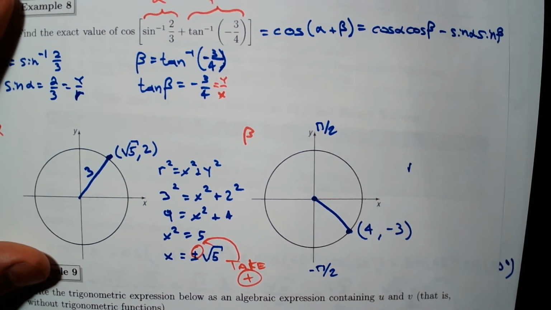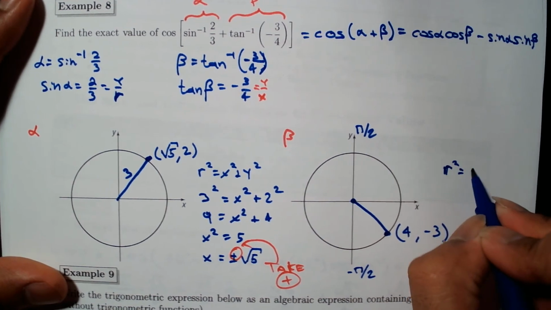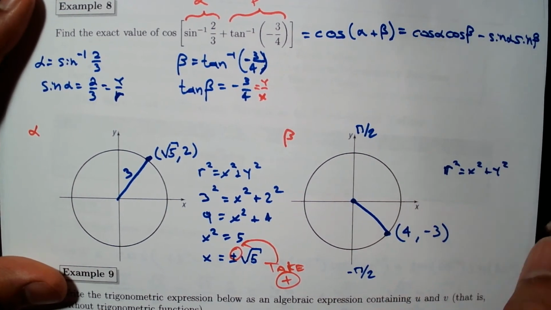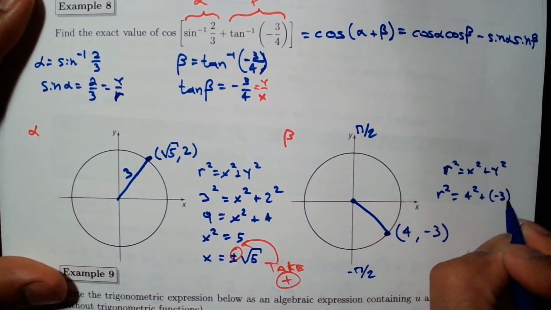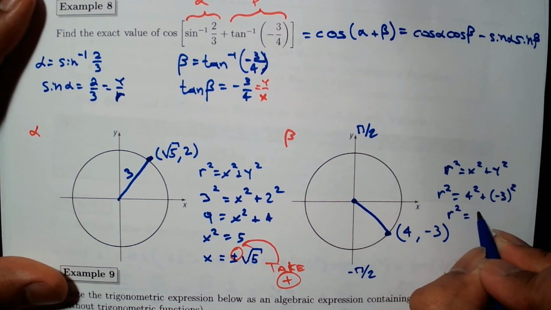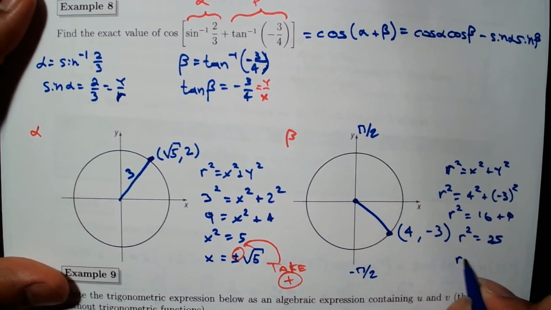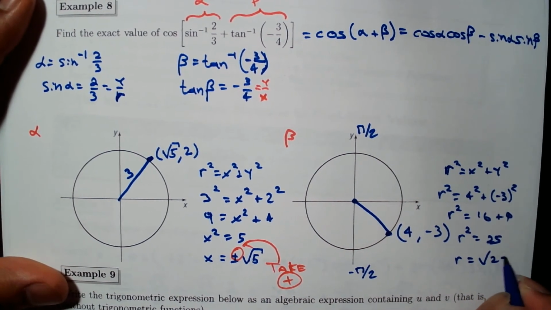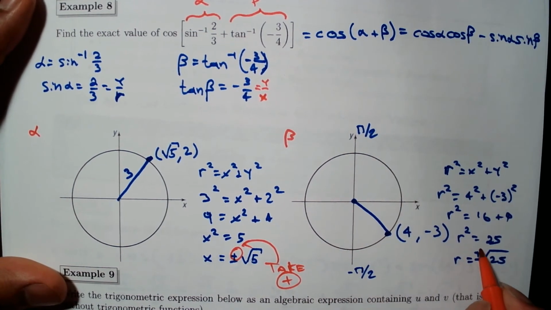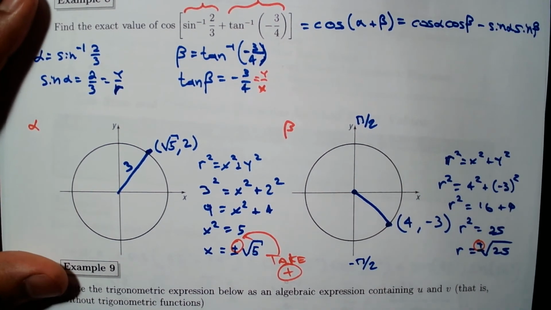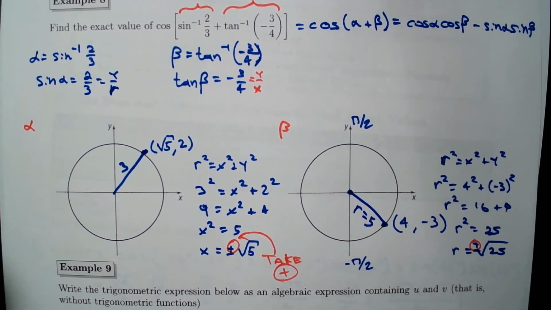That's going to be, okay, r squared equals x squared plus y squared. In this case, r squared equals 4 squared plus negative 3 squared. R squared equals 16 plus 9. R squared equals 25. R equals the square root of 25, in this case plus minus, of course, if you want, but keep in mind that this is the radius of the circle, and the radius is always positive. Okay, r equals 5. So we already have everything done.